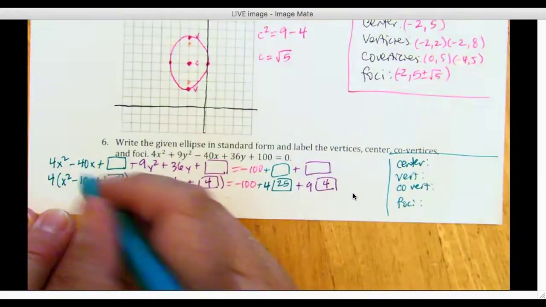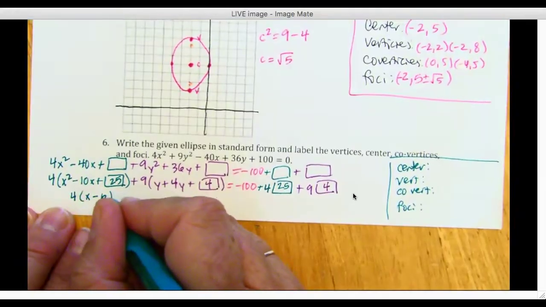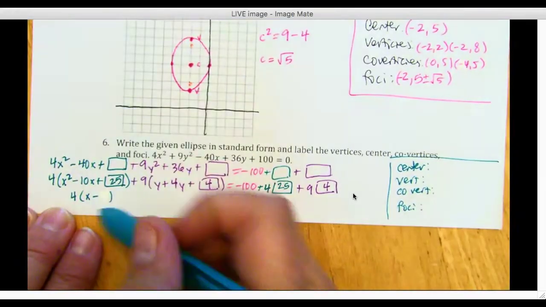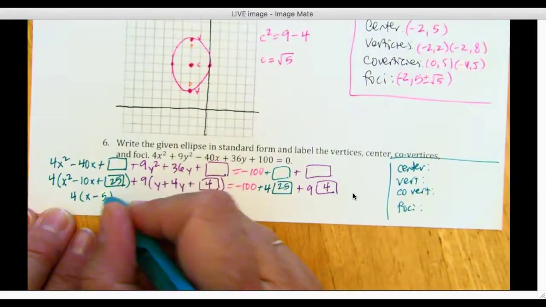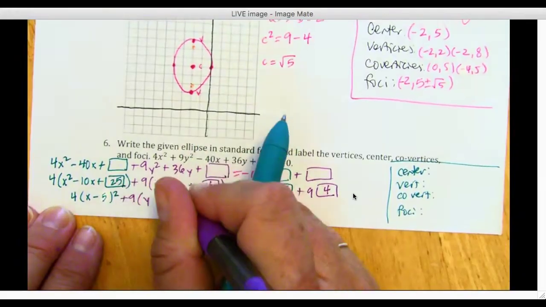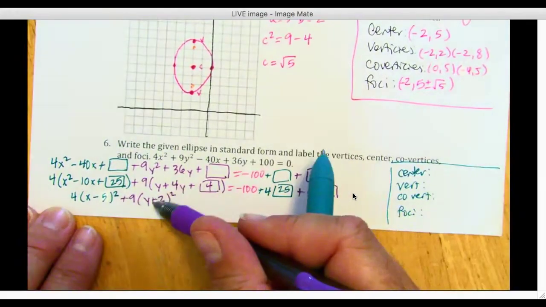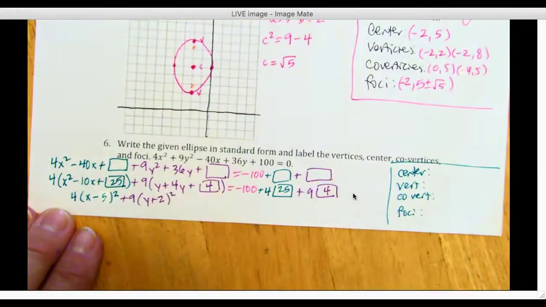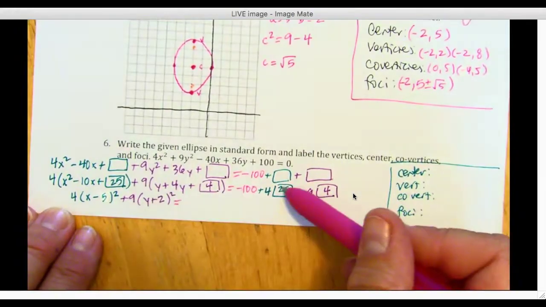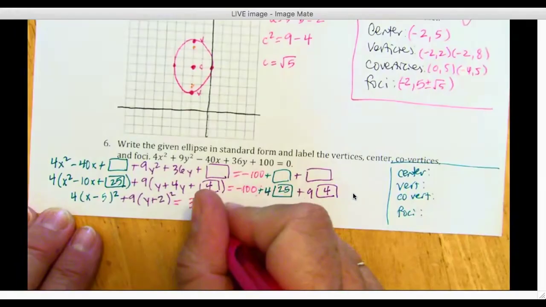So this can now be written in factored form, 4 times x minus b divided by 2, which is 5. So since it's a -10, it stays negative. So -10, this becomes -5 squared. And then plus 9, and then y and b divided by 2 is 2 squared. Again, it keeps the sign. If it's a plus, it stays a plus. If it's a minus, it stays a minus. And then equal to -100. 4 times 25 is 100, so -100 plus 100, those cancel out. And then 9 times 4 is 36.